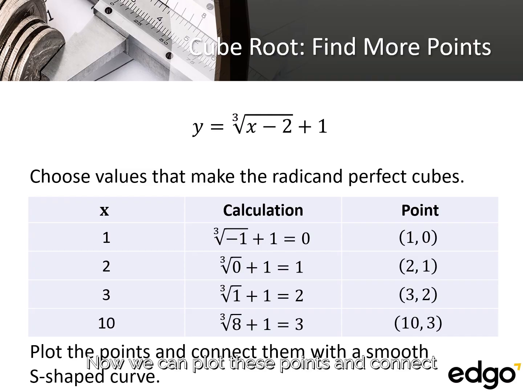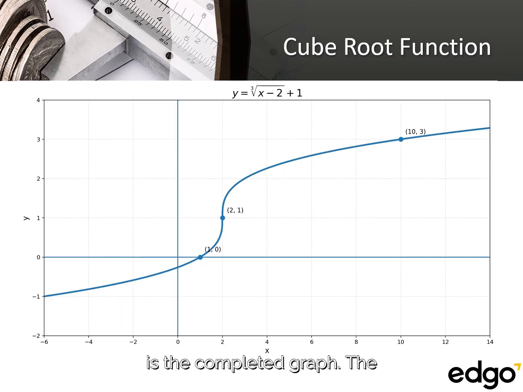Now we can plot these points and connect them with a smooth S-shaped curve. Here is the completed graph. The central point is (2, 1). Notice the characteristic S-shaped curve of the cube root function. The points we calculated help us determine how the curve passes through the coordinate plane.